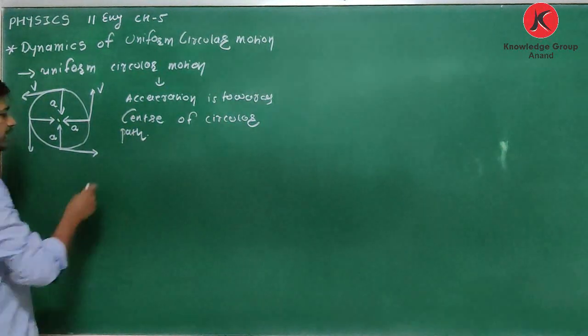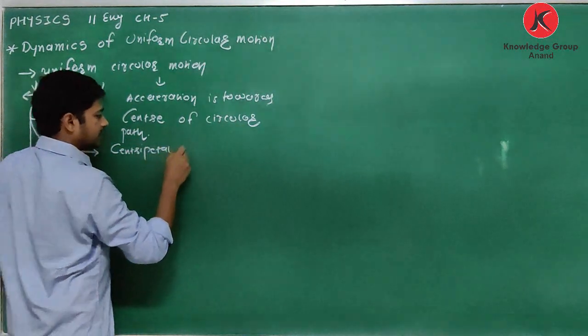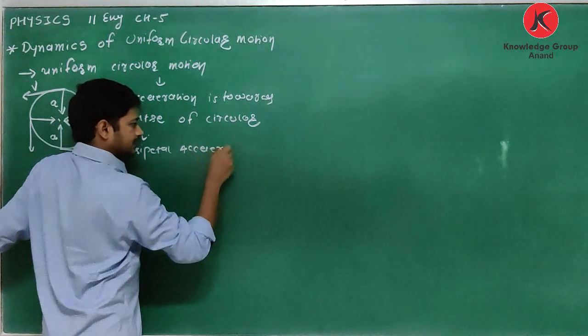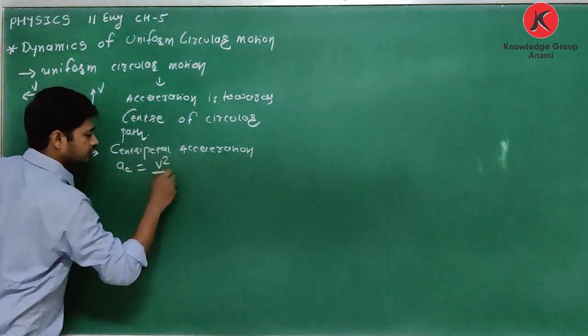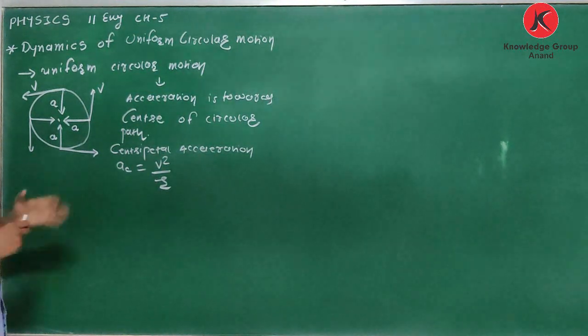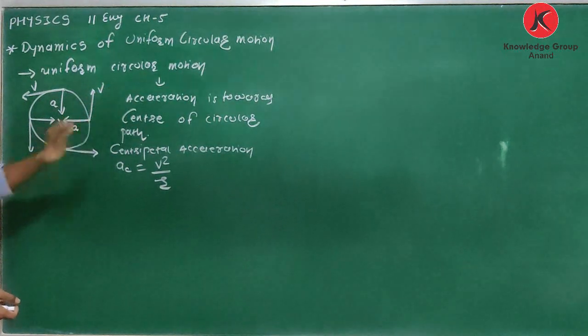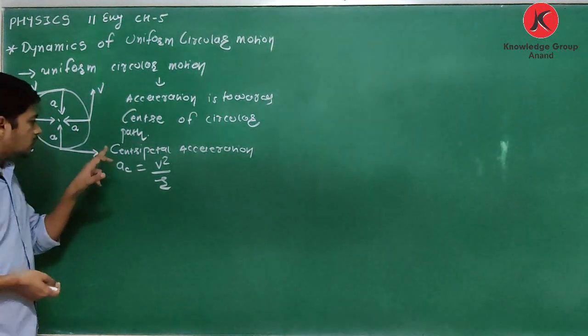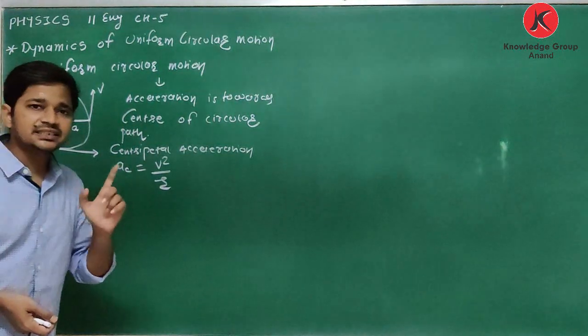And we also know what centripetal acceleration is. Centripetal acceleration a_c is equal to v squared upon r, if r is the radius of this circle. So we know what uniform circular motion is. If an object is moving with constant speed on a circular path, then acceleration is towards the center of the circular path, and that acceleration is called centripetal acceleration. a_c is equal to v squared upon r.